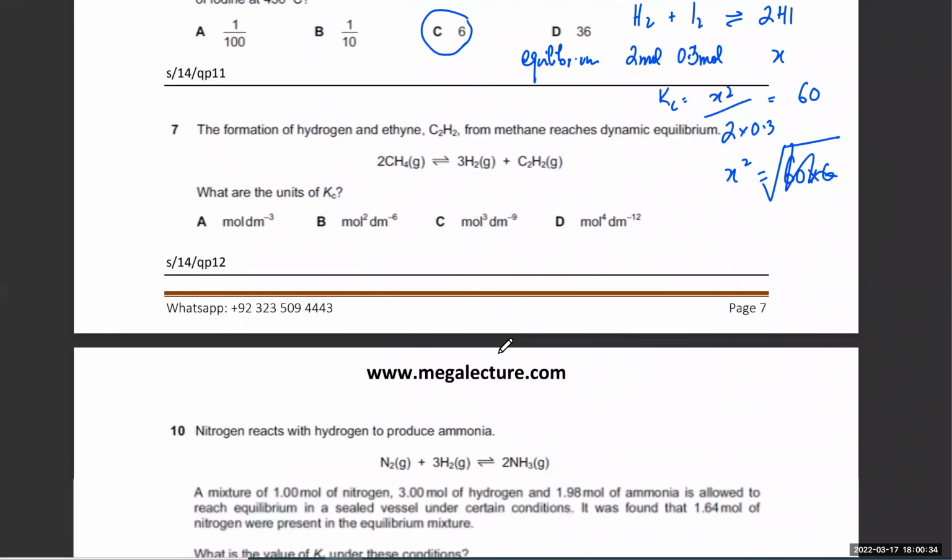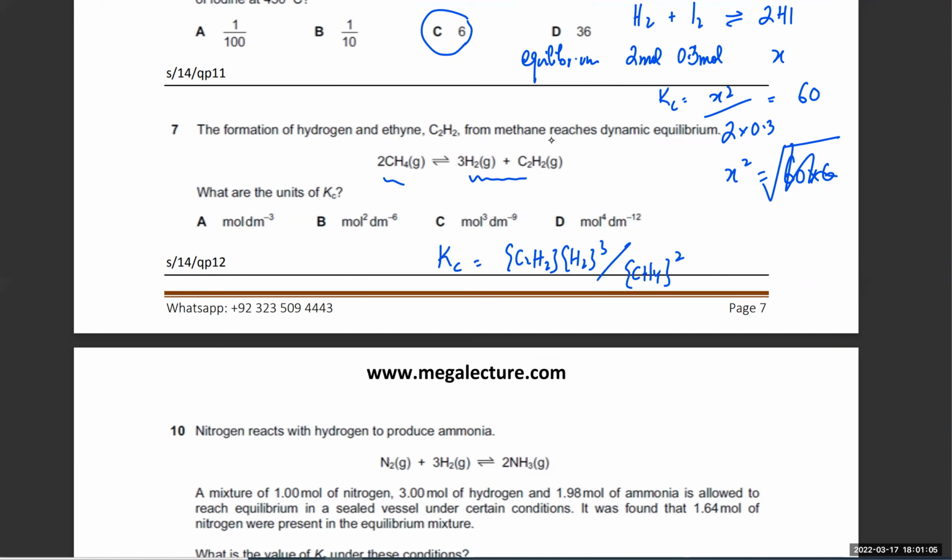Next one, again it's the units of Kc. What are the units of Kc? It's going to be product concentration divided by reactant concentration, so Kc is equal to C2H2 and H2 cubed, divided by CH4, and that's going to be squared.